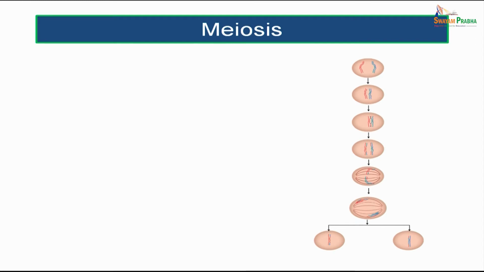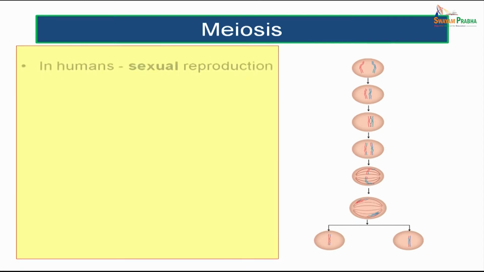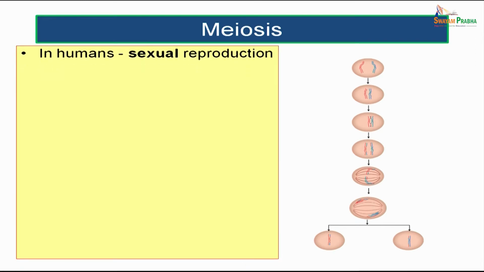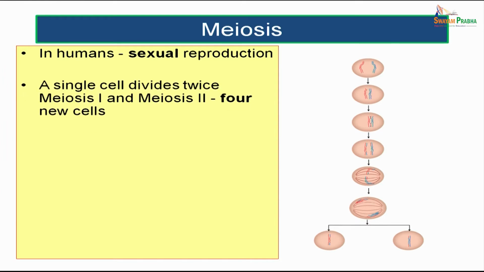Now, let us have a quick recap about meiosis. Usually this type of division in humans occurs during sexual reproduction. And what happens during meiosis? Meiosis has two phases, meiosis 1 and meiosis 2, and in this process a single cell, after the end of meiosis 2, will form 4 new cells.